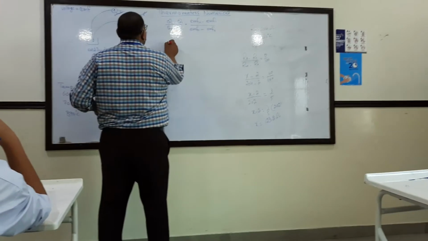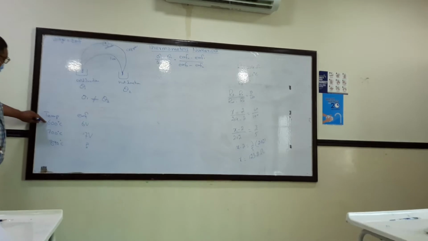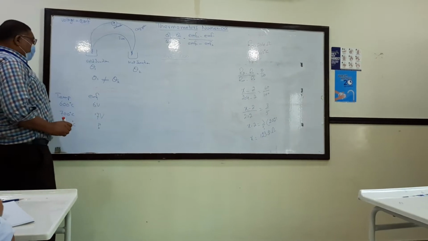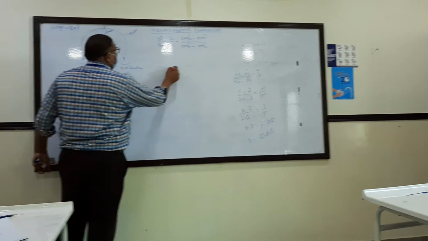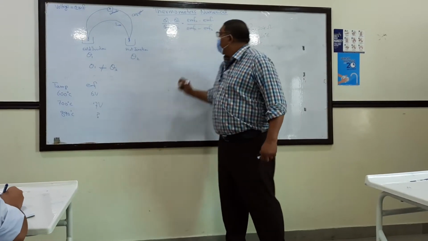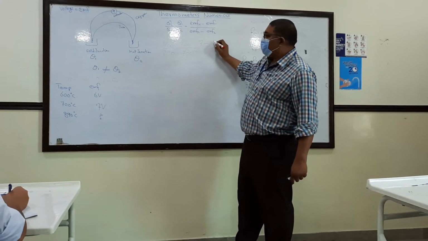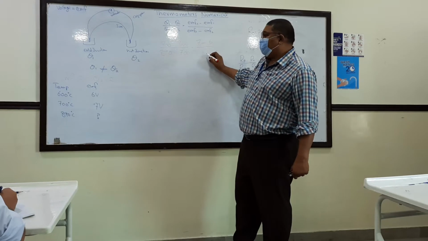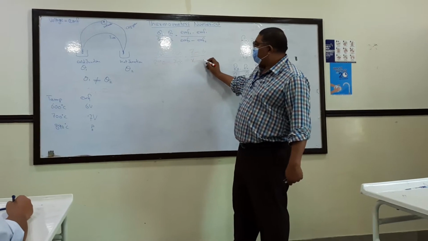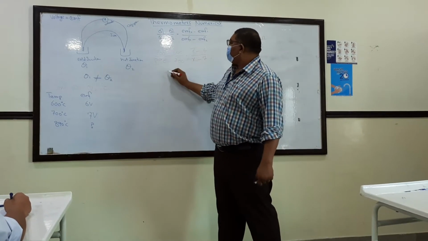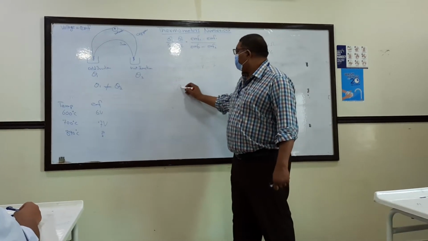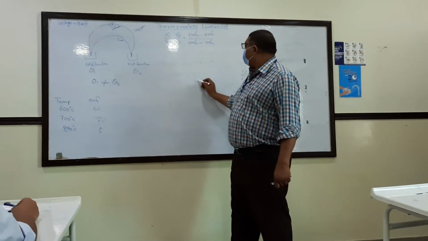So it will be 700 minus theta 1, which is 600, divided by theta 3, 890, minus 700, equals EMF 2, that is 7 volt, minus EMF 1, 6, divided by EMF 3, which is the question basically, minus EMF 2, 7. Okay, so it will be 100 divided by 190, and equals 1 divided by x minus 7.